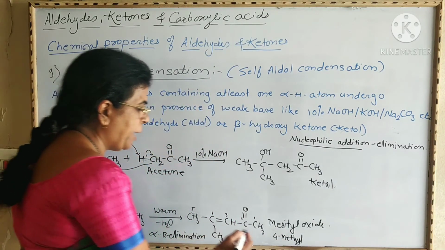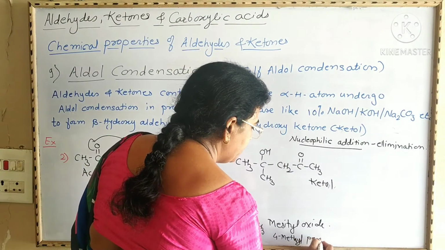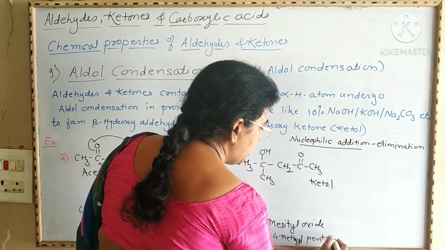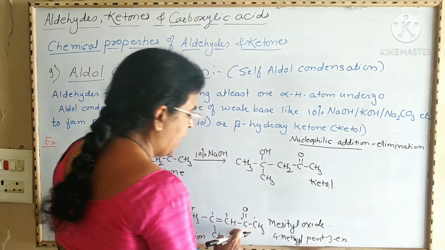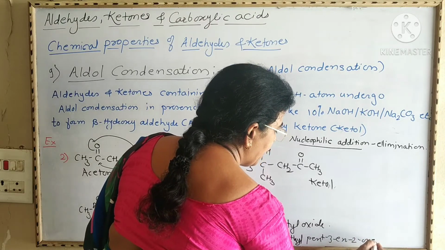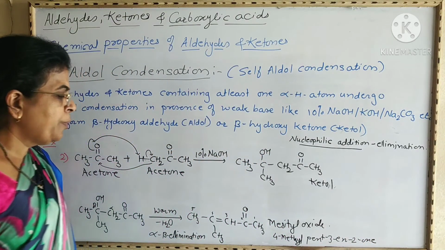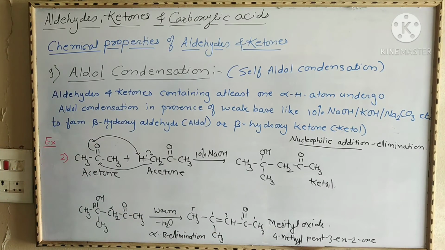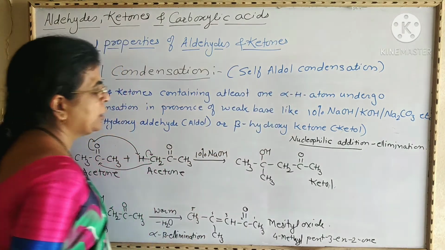Then pent, P-E-N-T. At the 3 position there is a double bond, therefore it becomes 3-en. And at the 2 position there is a ketone group, therefore it becomes 2-one. That is, the IUPAC name of this mesityl oxide is 4-methylpent-3-en-2-one. This is also an example of a self-aldol condensation reaction.